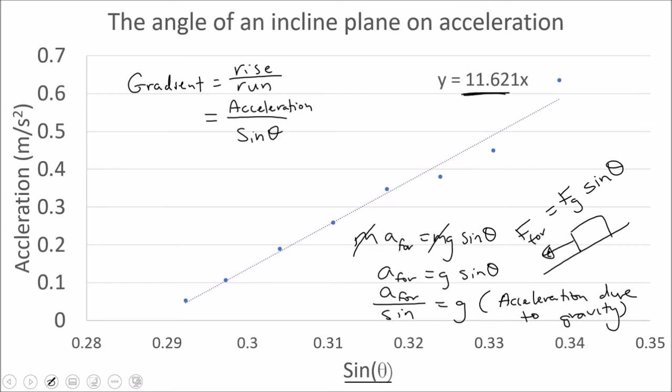This is my gradient value. It's saying to me my acceleration due to gravity is 11.621. But if I compare that with the accepted value, which is about 9.8 meters per second squared on Earth, there is a little bit of a discrepancy that I won't lie about. There is a slight discrepancy there. But that's essentially how we can work out the meaning of our gradient value: look back at rise over run, which tells us acceleration over sine theta, and we look back on the theory that we wrote about early on, and we find that that actually tells us what the acceleration due to gravity is.